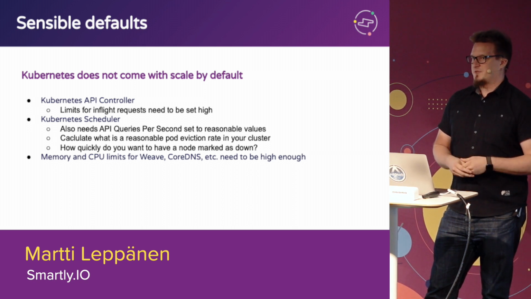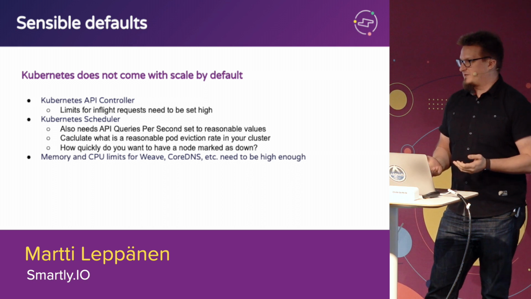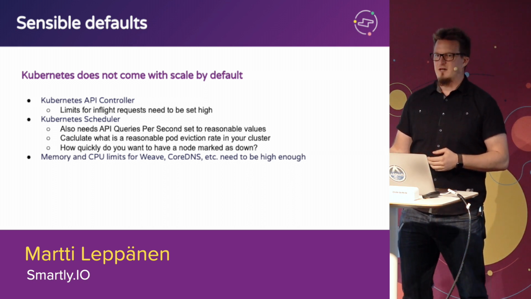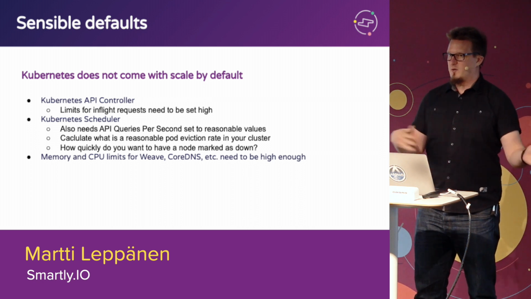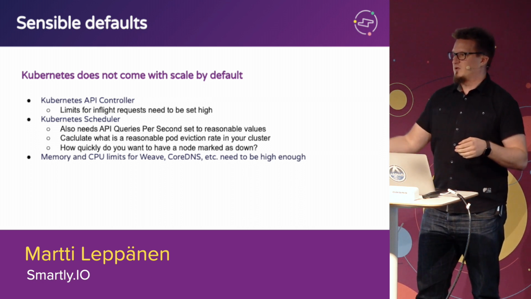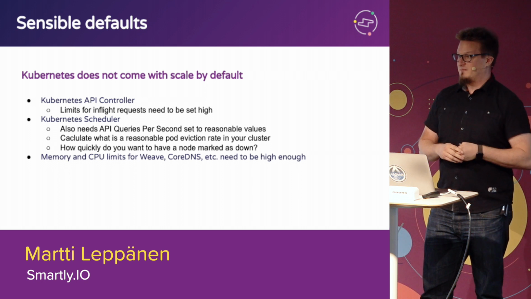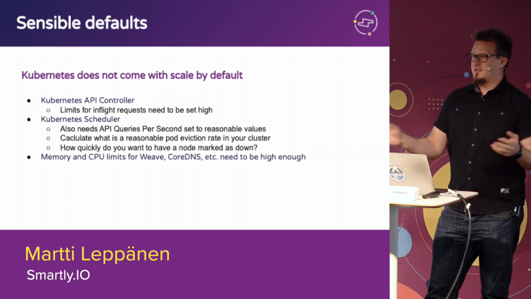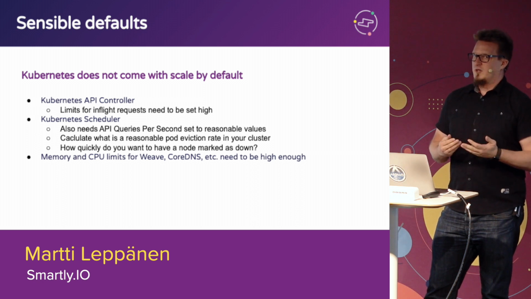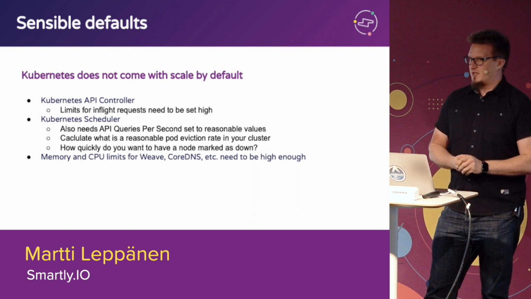So queries per second, and how fast, for example, if you have a failed node, how fast do you want to have the pods evicted from that node? Maybe a node fails only for a minute. You don't want to move all the pods away immediately because then you have to move them back next minute. And this would cause unnecessary load on the cluster. You have to understand the applications you're running and tune the parameters through that.